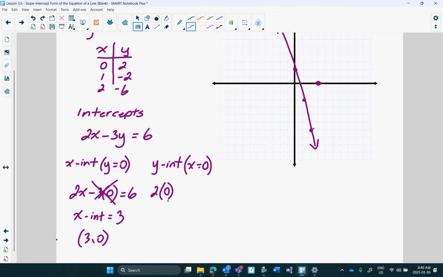So I'm going to make x 0. Well, 2 times 0 is nothing. Negative 3y is equal to 6. So the y-intercept here is negative 2, which means that our line is going to go through the y-axis at 0, negative 2. Got my 2 points. Draw a line through.